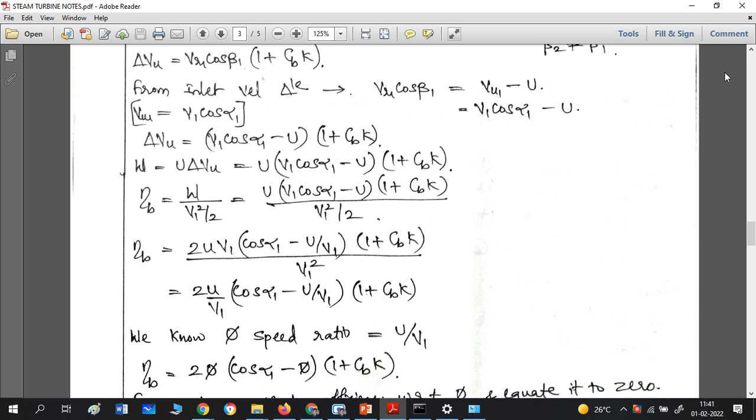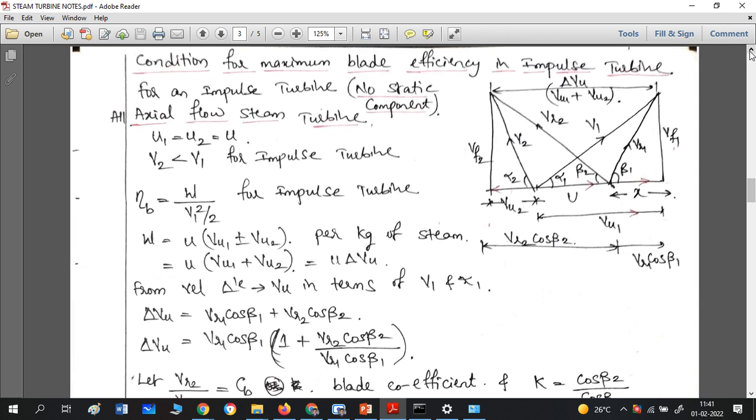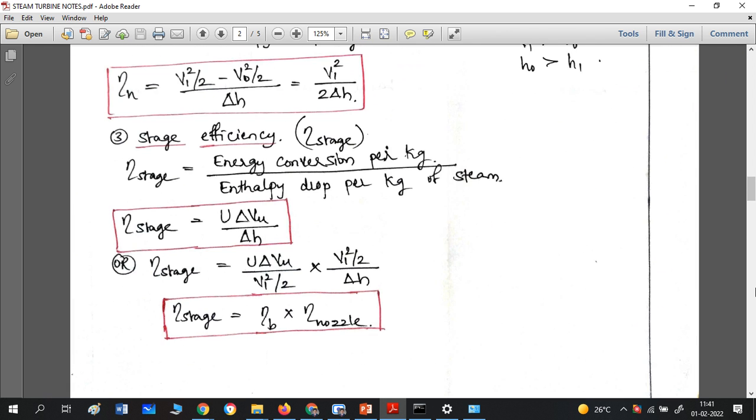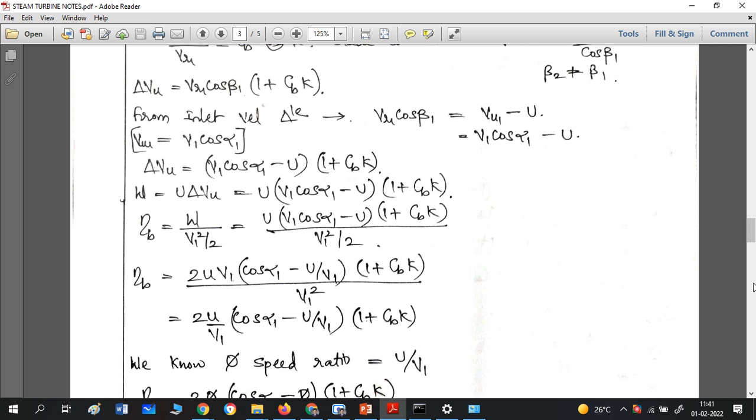Then blade efficiency, because the derivation we are doing is for the maximum blade efficiency, not for the work done, not for the delta VU, or not for the kinetic energy. So the combined equation is nothing but blade efficiency, that is work done by input kinetic energy, V1 square by 2. Everything is per kg, so mass we have not considered here.